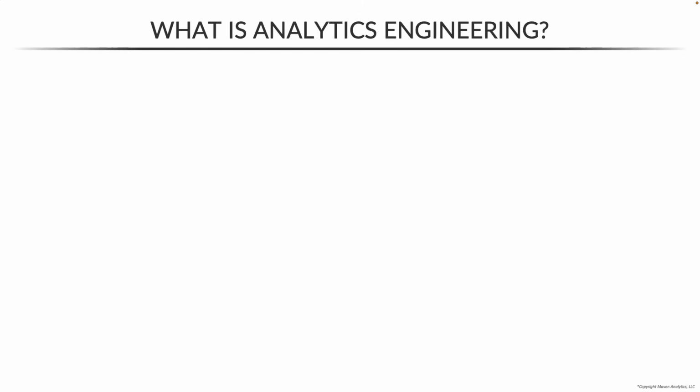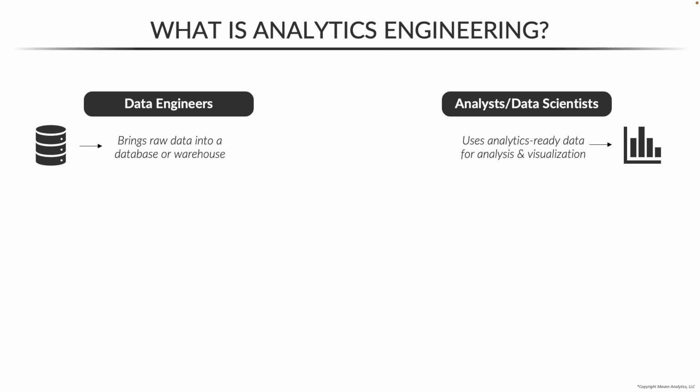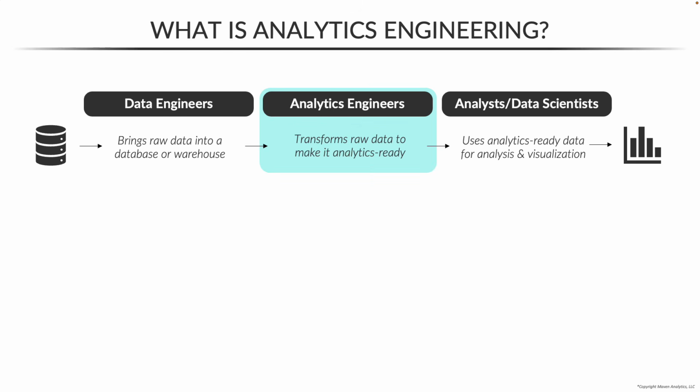Let's define analytics engineering by comparing it to other data roles. First, data engineers. They're the ones that bring raw data from a bunch of different sources into a data warehouse. On the other end, you have data analysts and data scientists. They take data that's already been cleaned and organized and use it for analysis, visualization, or machine learning. Now, analytics engineering sits right in the middle. Their job is to take raw data and transform it into something that's analytics ready.